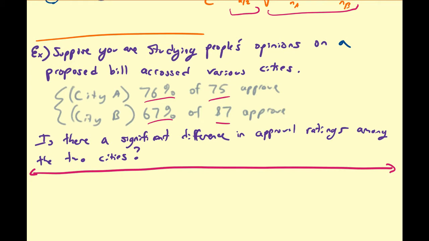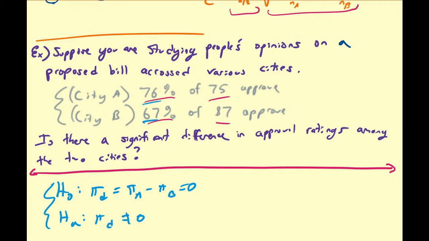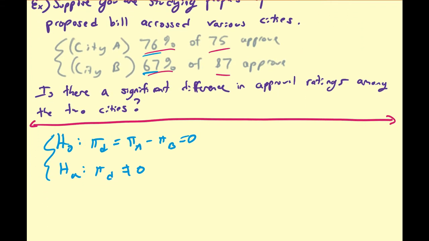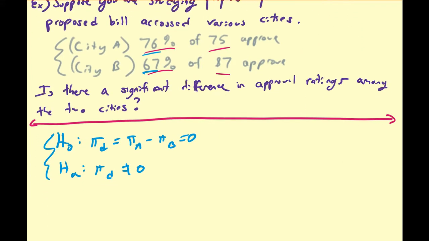Let us begin with the same exact setup. We're going to work with the null hypothesis that the difference, pi A minus pi B, is equal to 0. If we favor this null hypothesis, that means there is no significant difference between 76 and 67. We're going to work with the usual two-sided alternative, that pi A minus pi B does not equal 0. This implies that there is a significant difference between these two.